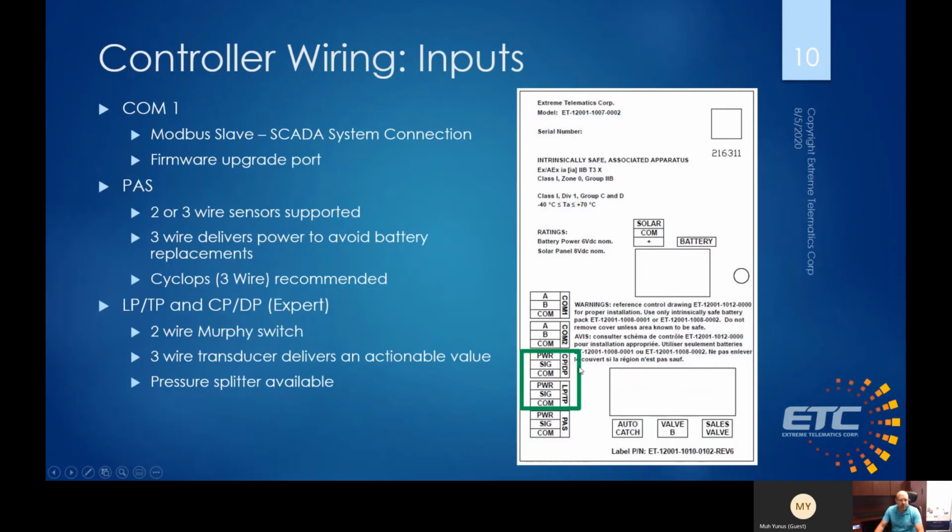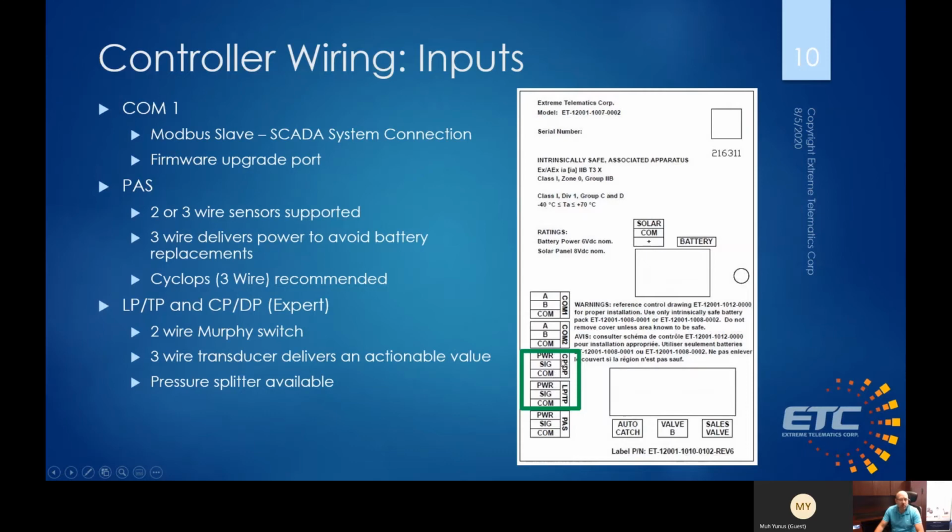These are the pressure inputs. You'll notice there's only 2 pressure inputs. On the base, there's only a single one, but on the Expert model, there is 2. But we've multiplexed some of these functions on top of each other. So casing pressure and differential pressure are combined, and line pressure and tubing pressure are combined. So once again, you can use 2 or 3 wire, so a 2-wire Murphy switch, but you can only know when the pressure has tripped. You don't know what the pressure value is.